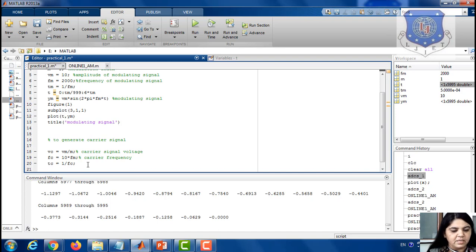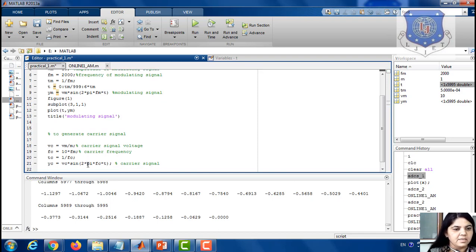Now I will write the equation for the carrier signal. It is the VC multiplied by sine of 2 into pi into FC into T. So now what is this? It's the Y signal, okay. We can write in the comment also that it's a carrier signal. Fine. So it's a carrier signal.